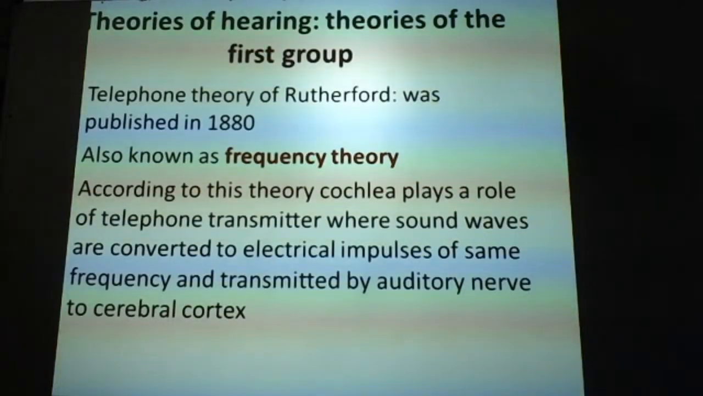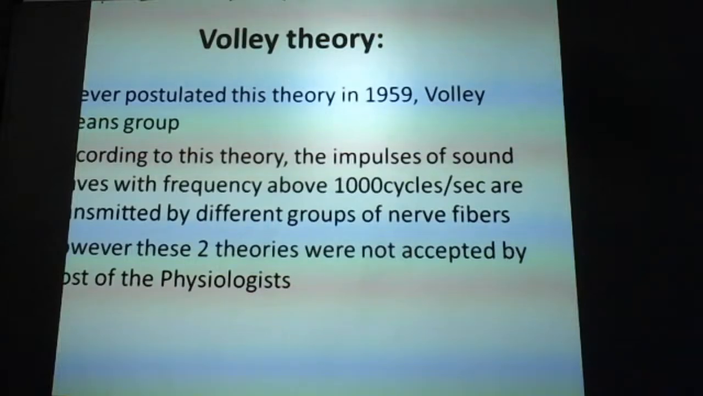Of course, the theories of hearing, I told you there are 2 groups of theories of hearing. The first group was put forth by Rutherford, published in 1880, which is also known as the frequency theory. According to this theory, the cochlea plays a role like a telephone transmitter, where the sound waves are converted into electrical impulses, and the same frequency is transmitted to the auditory nerve and to the cerebral cortex. Another theory from the first group itself is called the Volley theory. Volley means it's a group.